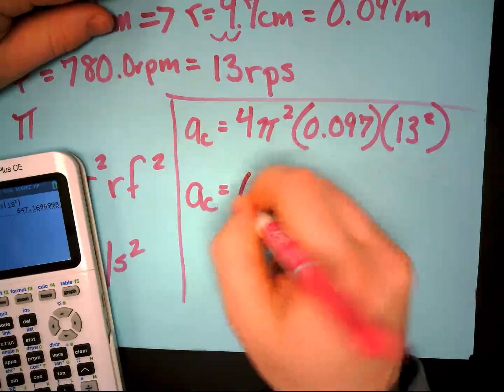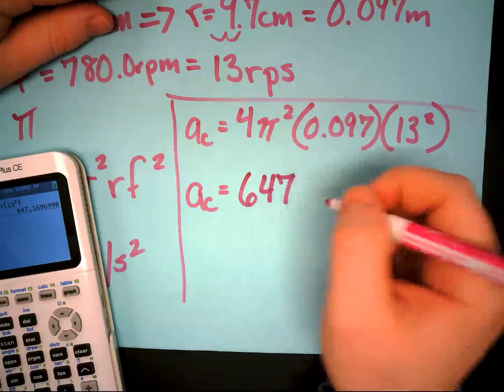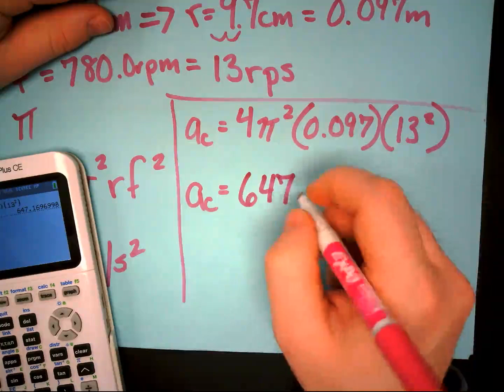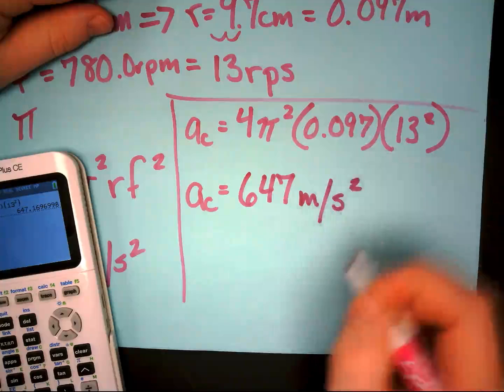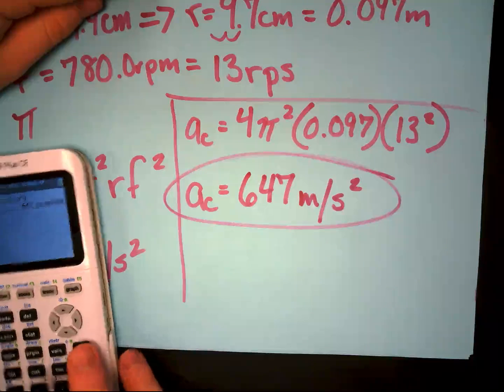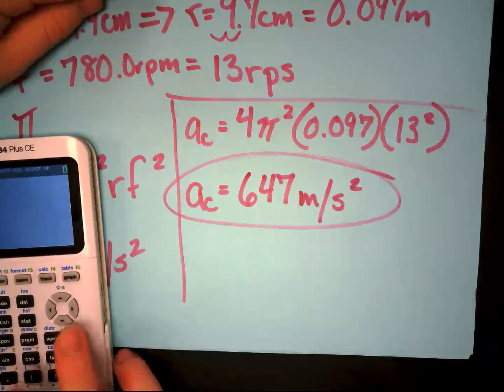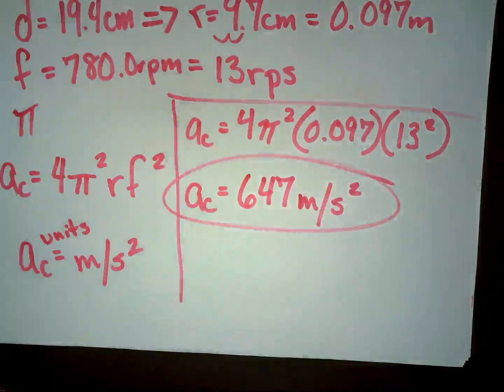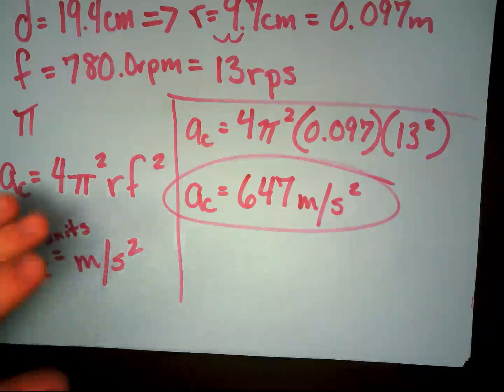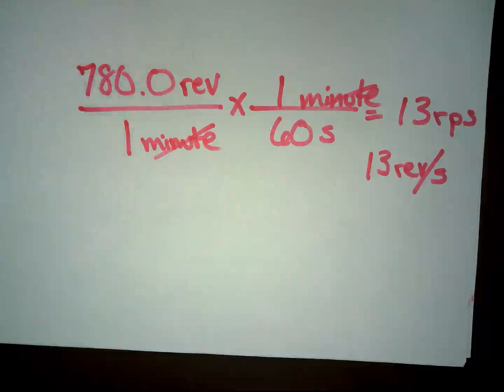We should have a centripetal acceleration of 647. We're just going to keep it 647 meters per second squared. And we have our answer for centripetal acceleration when we're using frequency. And then number 4.